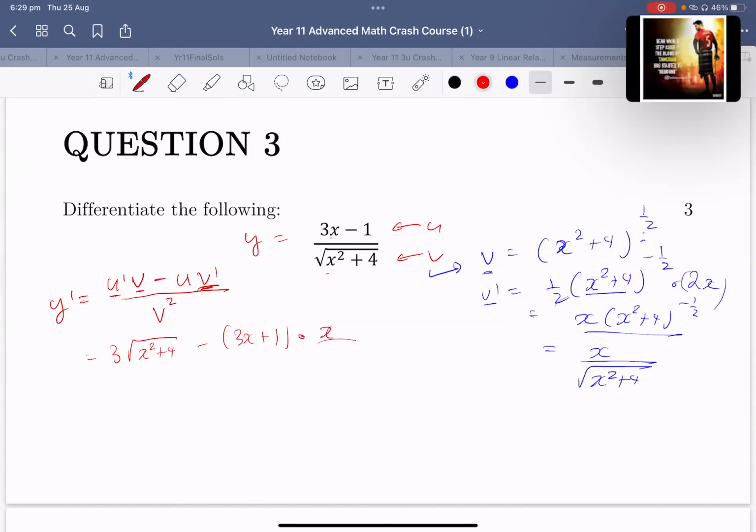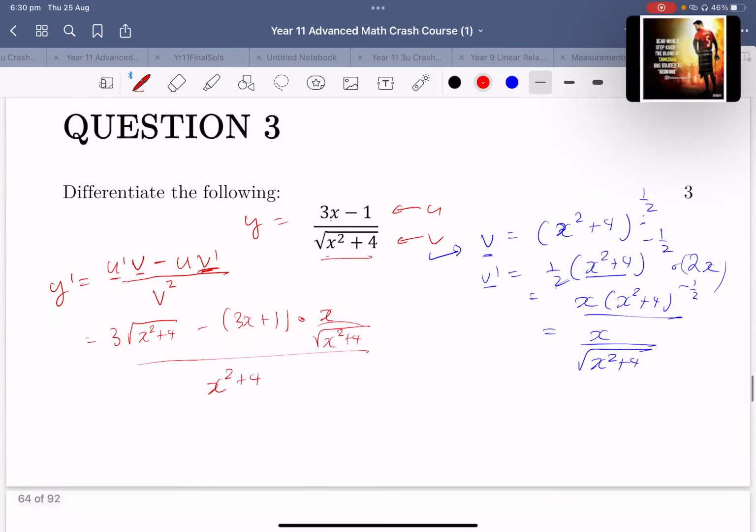It's going to be x on square root of x squared plus 4 over x squared plus 4, because that's v squared.